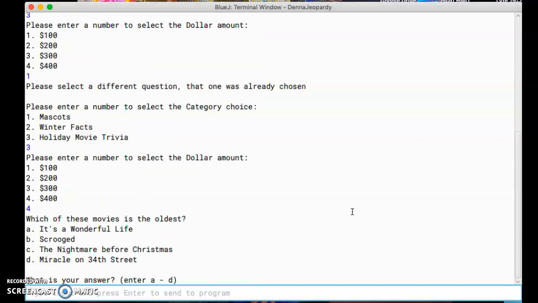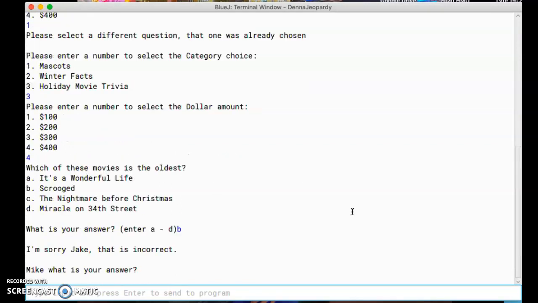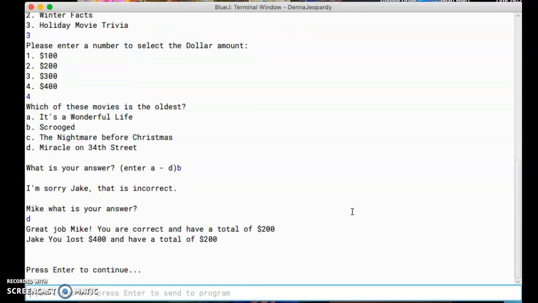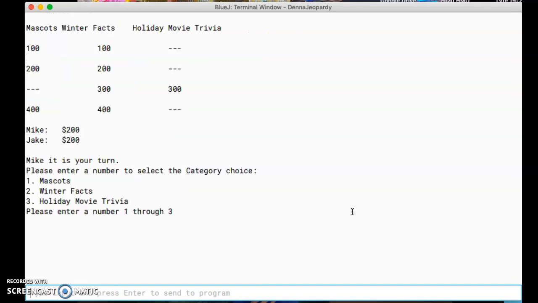And let's say he's not sure, so he guesses, and he guesses B, and that is wrong. And now Mike gets a chance to steal. And let's say Mike guesses D, and that is right. So now Mike has won that question, and now it is Mike's turn. And as you can see, this is going to continue throughout gameplay.